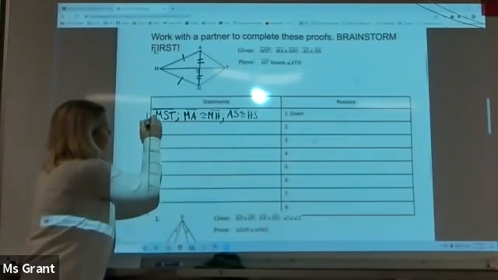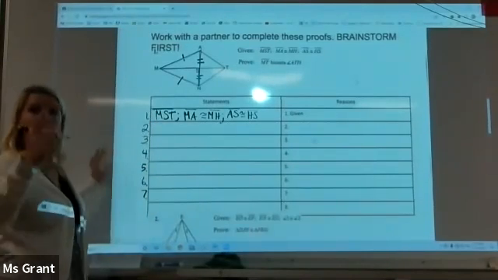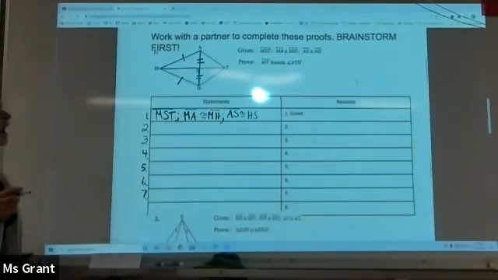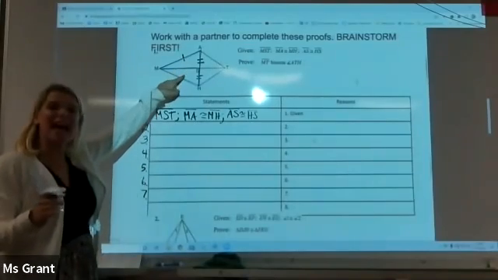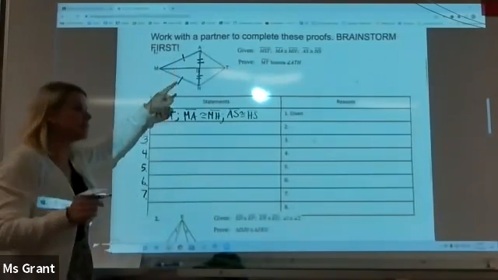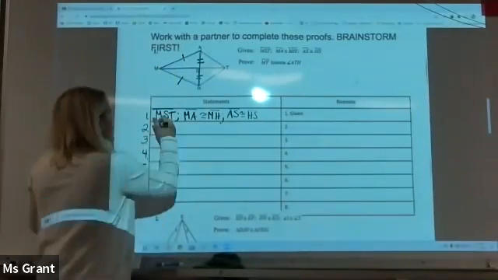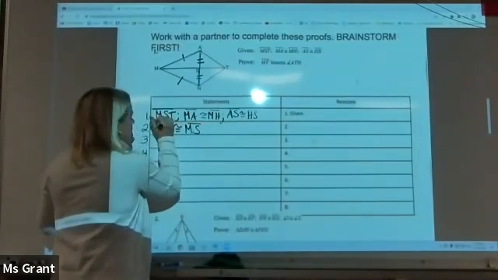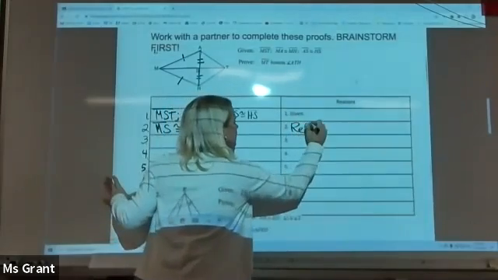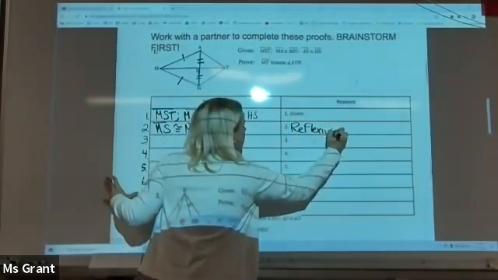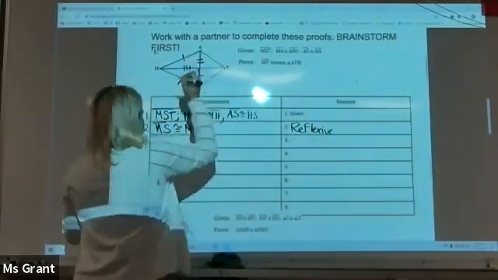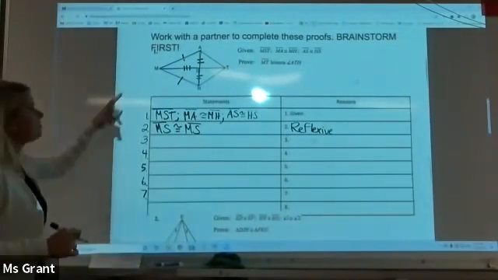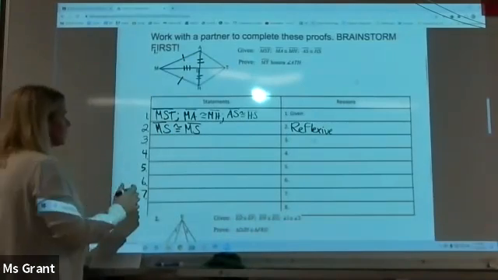Any thoughts? Oh yeah, sorry. Can you say MS is reflexive? I can say MS is reflexive because then I can talk about these two blue triangles. Reflexive property. Now the top blue and the bottom blue are congruent.